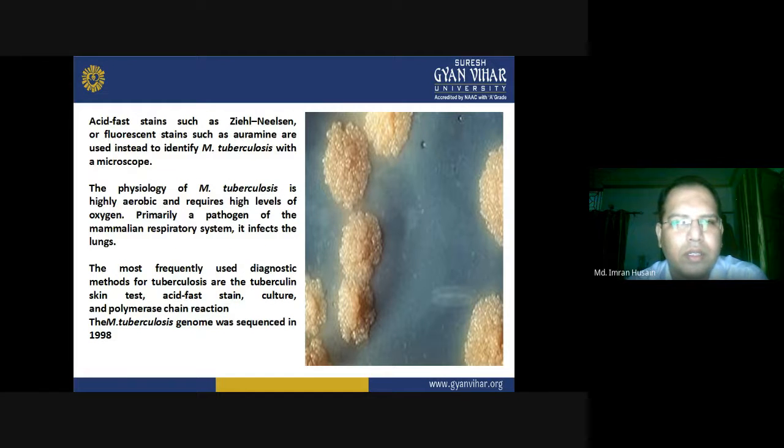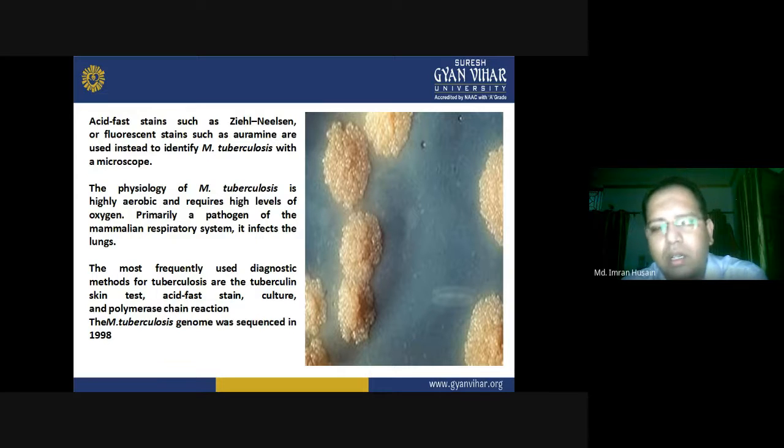Acid fast stains. As you can see in this picture, you can see the waxy appearance of the colonies of Mycobacterium. In this image, you can clearly see this is due to the mycolic acid they produce. So, acid-fast stains such as Ziehl-Neelsen or fluorescent stains such as auramine are used instead to identify Mycobacterium with a microscope.